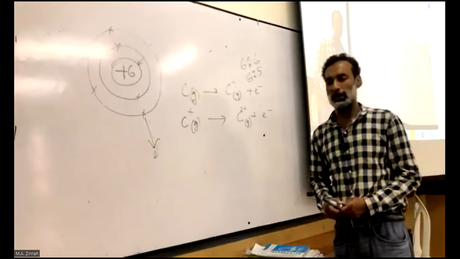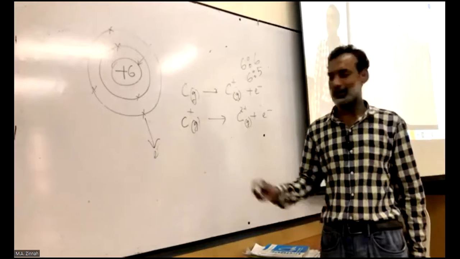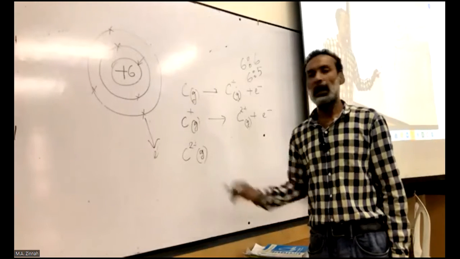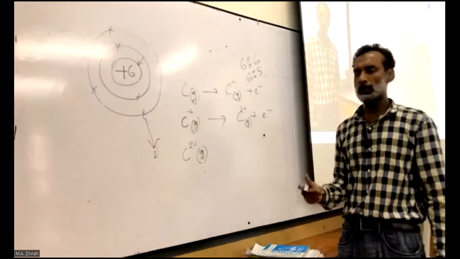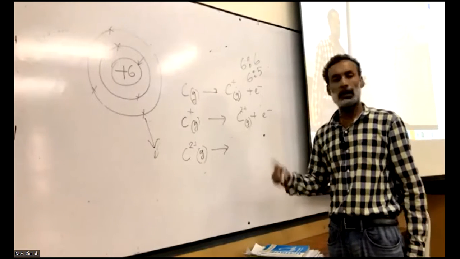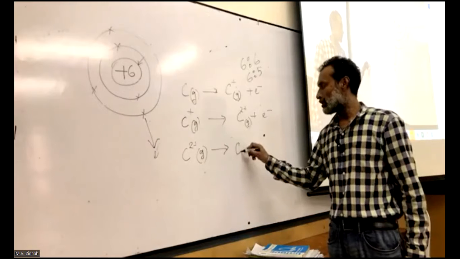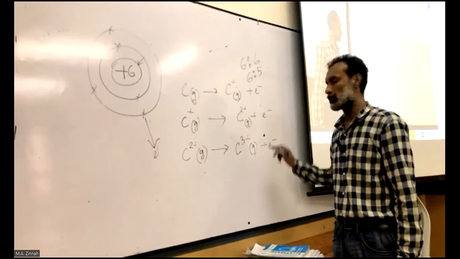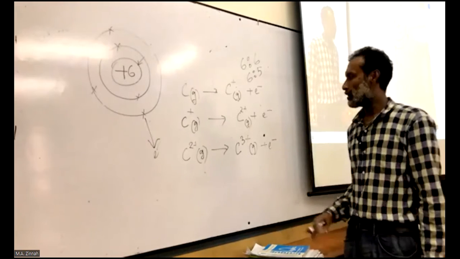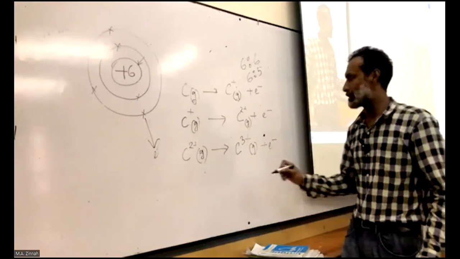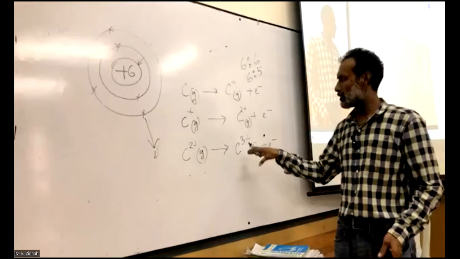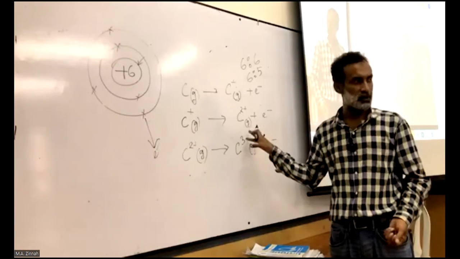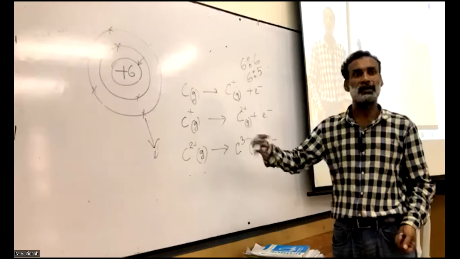So second ionization energy is good. Now, how about third ionization? See here, 2 plus. Already 2 electrons have been removed and you're going to remove another electron. This is the third ionization. This will form C3+ gaseous with the loss of an electron. Clear? How about the fourth ionization? And again, the value of the third ionization will be greater than the second ionization. The values will increase.